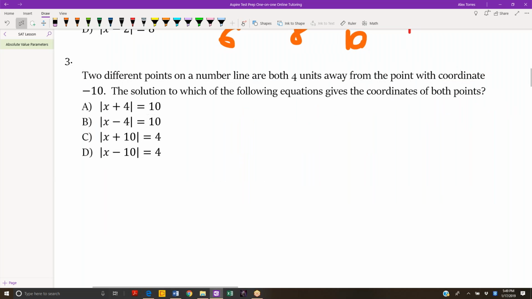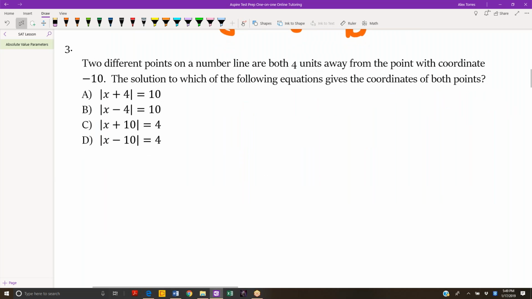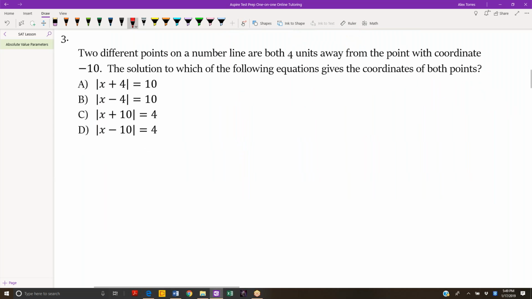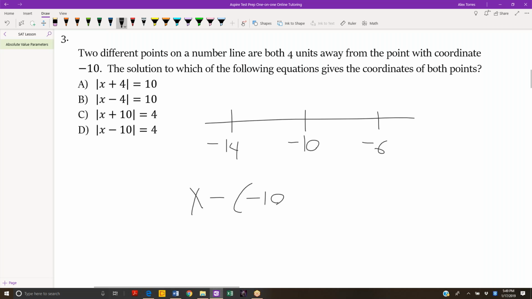Okay, so here's our next problem. We've got a number line, and we've got the point -10, and we're going 4 in each direction. So 4 to the right would be -6, 4 to the left would be -14. The distance between any number and -10.